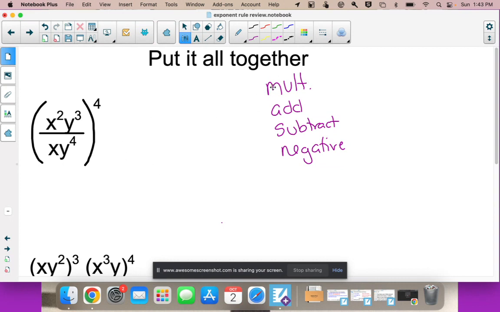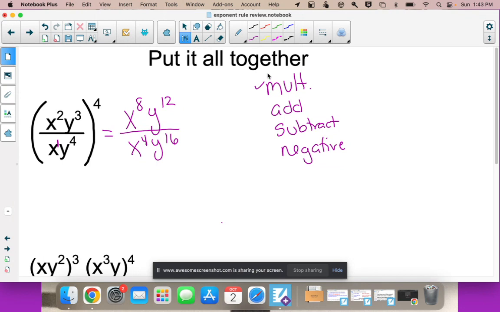So our multiplication rule says if we have parentheses with that extra exponent, it means all of these pieces in the parentheses are being raised to the 4th power. So let's do our multiplication rule first. And remember, we have to multiply every exponent in here by 4, including that invisible 1 on the bottom. So this is going to be x to the 8th and y to the 12th. And on the bottom, we're going to have x to the 4th and y to the 16th.